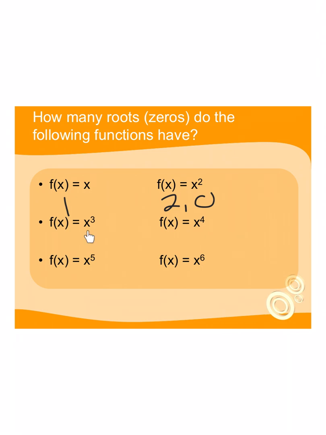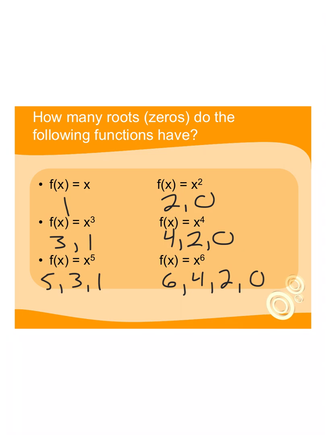For our third function, x cubed, we're going to have either 3 real zeros or 1 real zero. Again, the reason why the change is if we had 1 real zero, that means that the other 2 would actually be complex. As we keep the pattern going, for our next example, x to the fourth, we could have 4 real zeros, 2 real zeros, or 0 real zeros. For x to the fifth, we could have 5, 3, or 1 real zero. And then for the last one, x to the sixth, we could have 6, 4, 2, or 0 real zeros.